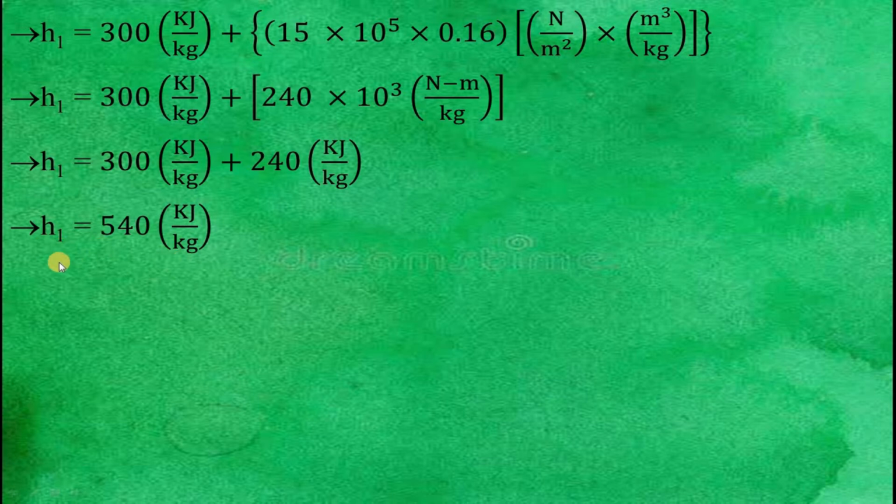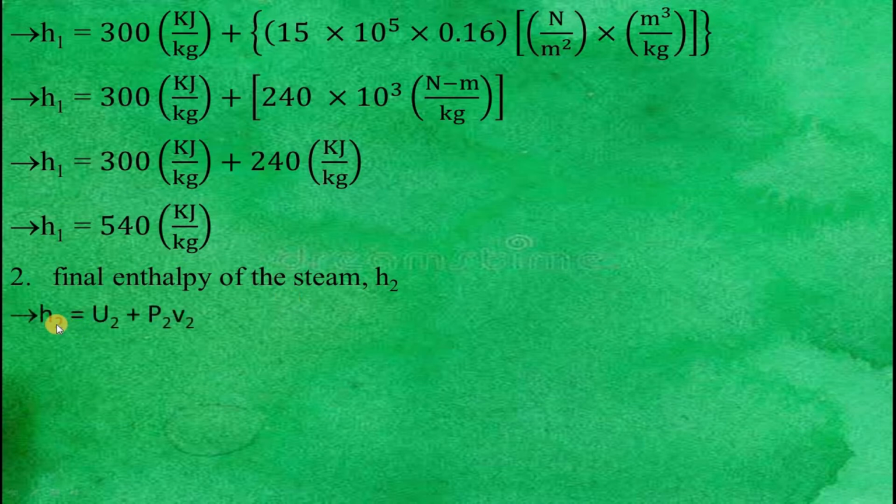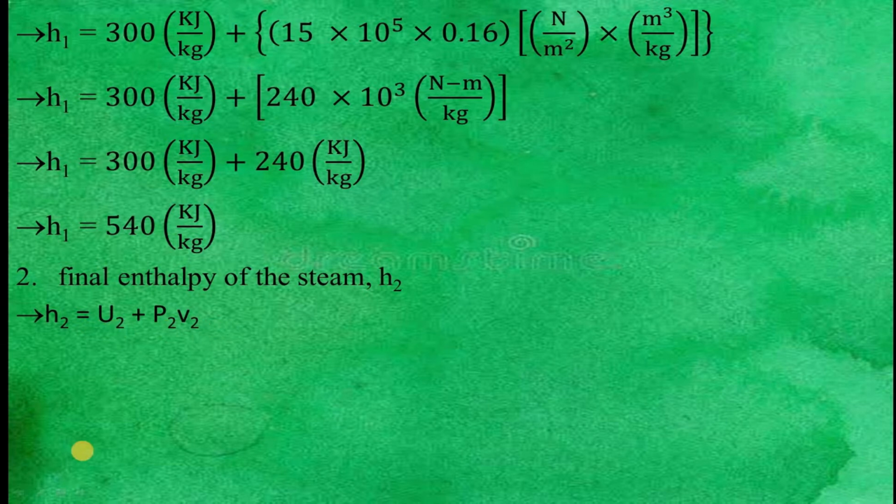Now we will find the second missing value in the work output formula, which is the final enthalpy of the steam, which is taken as H2. The formula used for finding the value of final enthalpy of the steam is H2 is equal to U2 plus P2 V2, where U2 is final internal energy, P2 is final pressure, V2 is final specific volume. In this formula, we know the values of U2, P2 and V2. So we will substitute the values.